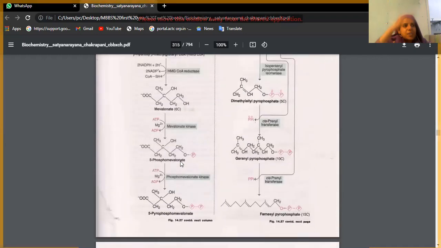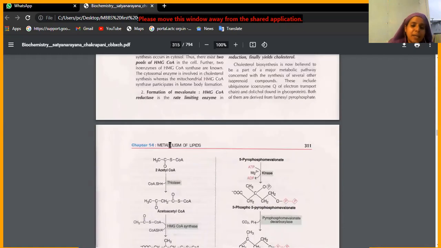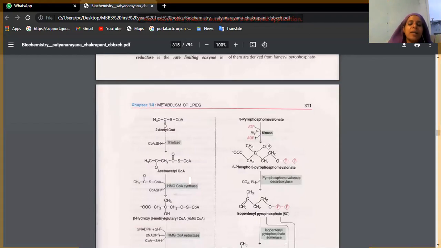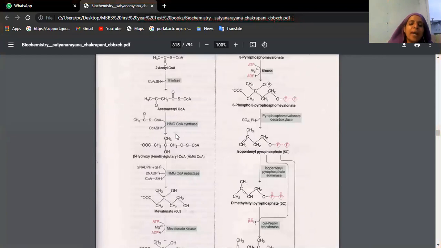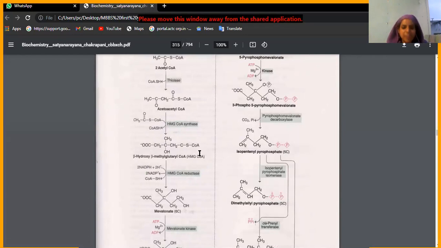So you just write the substrate, product, enzyme, and where ATP is being added, which mineral is involved. Just convert it into sentences. Once you draw the cycle, you can write, for example, 2 acetyl-CoA molecules in the presence of thiolase are converted to acetoacetyl-CoA. That is the first point. Second point, acetoacetyl-CoA in the presence of HMG-CoA synthase is converted to beta hydroxy beta methyl glutaryl-CoA. Like that we have certain steps. You just convert these names into steps.